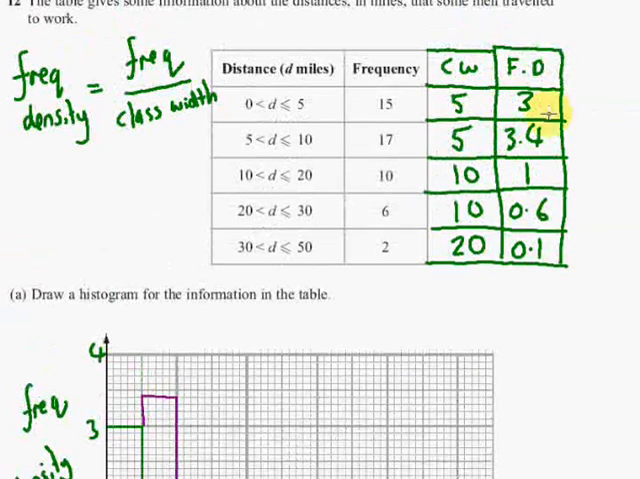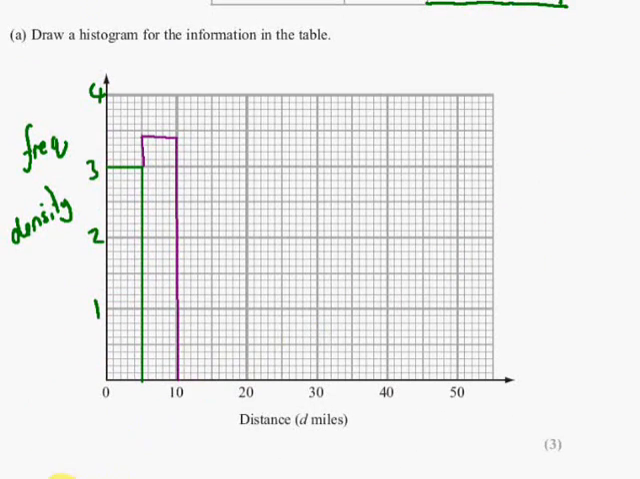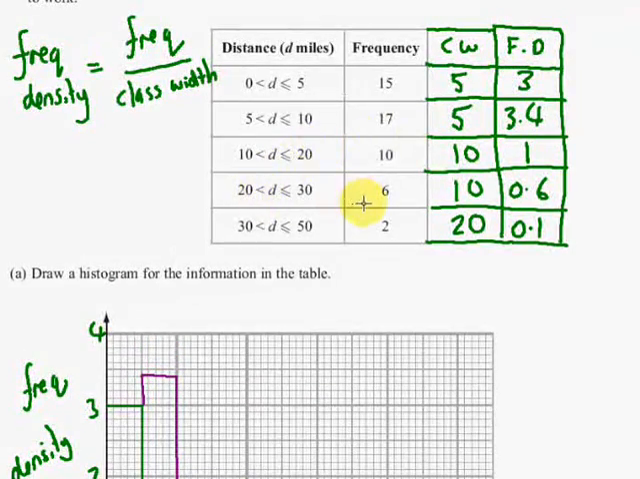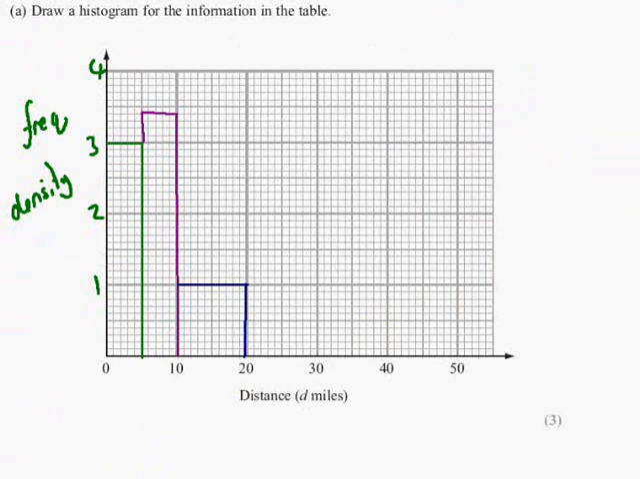Now, next one is from 10 to 20, so much wider bar. The frequency density is 1. So from 10 to 20, the frequency density is 1. Now remember, these areas represent frequency, okay? From 20 to 30, the frequency density is 0.6, which is here.